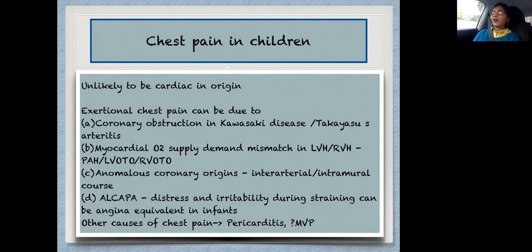And of course, you are all well aware of ALCAPA. We know that it can present with distress and irritability during straining. It can present as an angina equivalent, and other causes include pericarditis and sometimes mitral valve prolapse as well, especially in adolescent females.